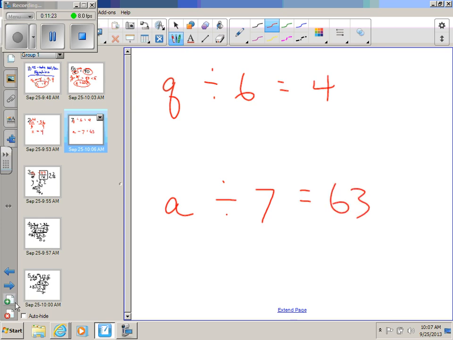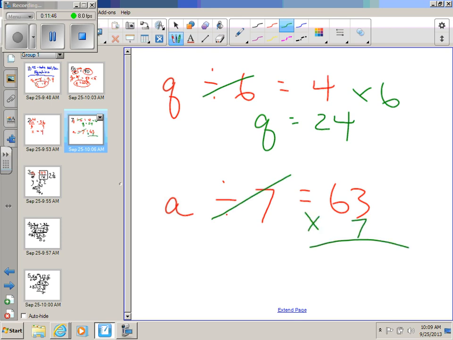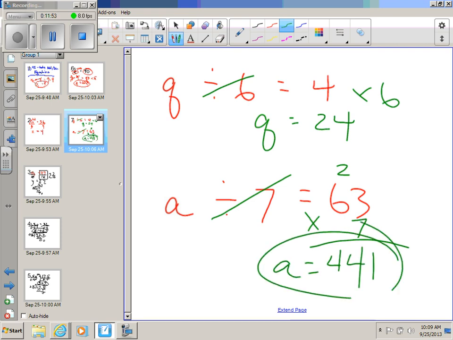There you go. Try those. q divided by 6. The opposite of divided by 6, Sarah? 4 times 6? Very good. a divided by 7 is 63. a is being divided by 7. The opposite of divided by 7? Multiply by 7. Okay. 7 times 63 is 21, 42 plus 2... 441. Okay. There you have it.